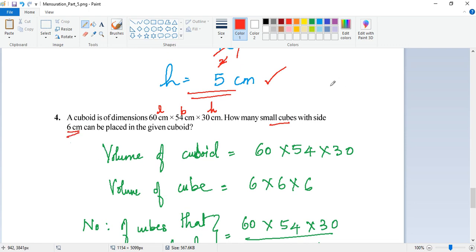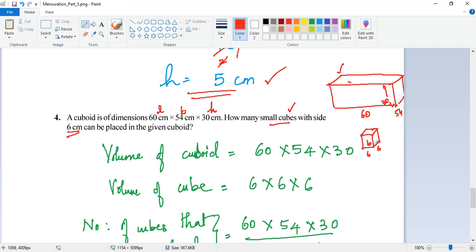So there is one big cuboid. Let's say this is the big cuboid. And this is 60 and 54 and 30 is the height. Okay. Now there are certain small cuboids. Let's say these are the small cuboids. Okay, 6, 6 and 6. This will be a small cube. Cube has all three sides equal. So now how many such small cubes can be put into this bigger cuboid? They are asking you.